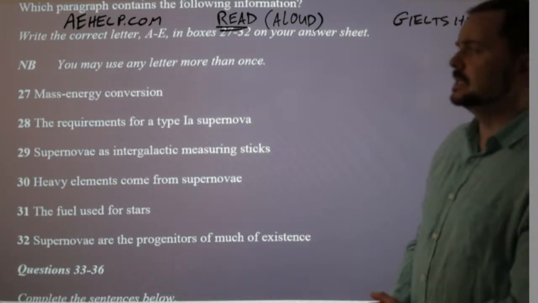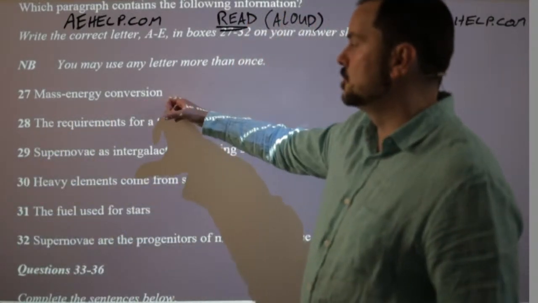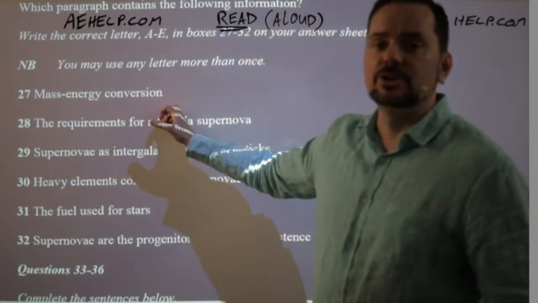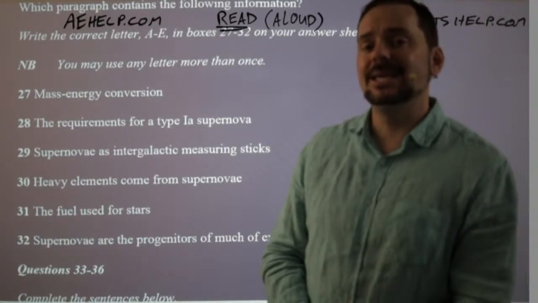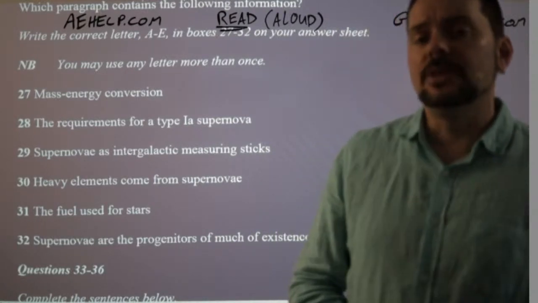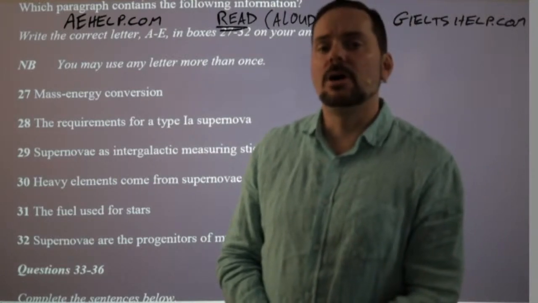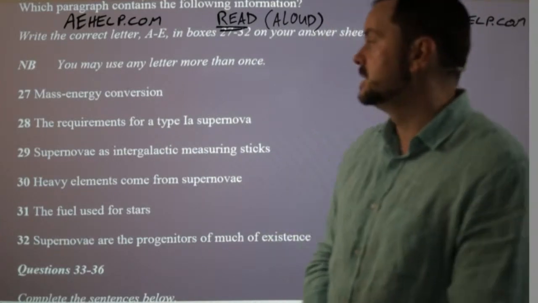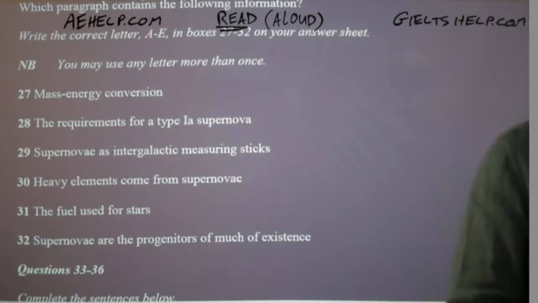All right, so let's take a look at this then. Number 27 is mass energy conversion. So changing or altering great amounts of energy. Which paragraph describes in detail the change or the process of change of great amounts of energy? Kashirsha says it's C. I'm not sure about that.